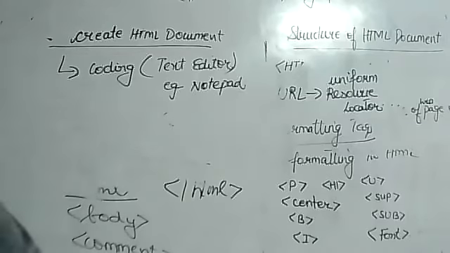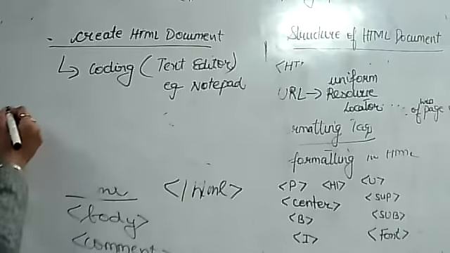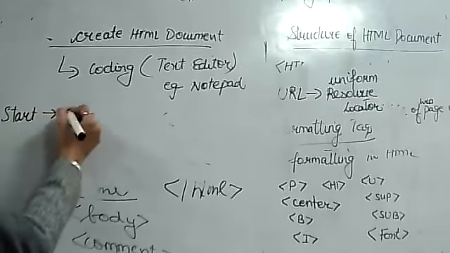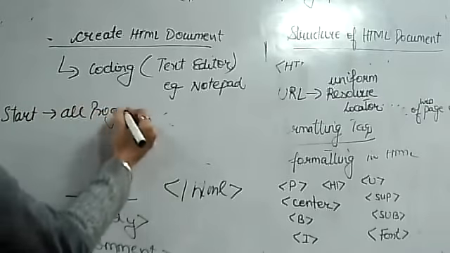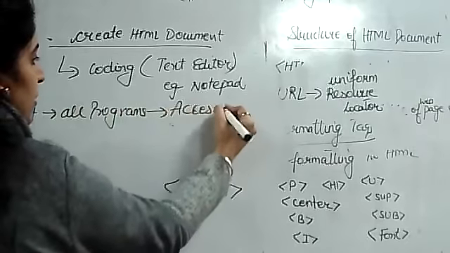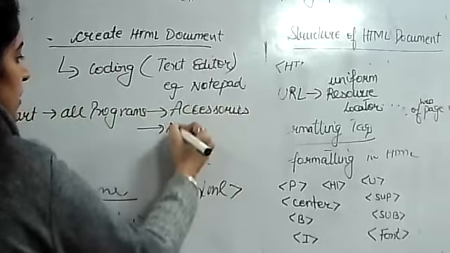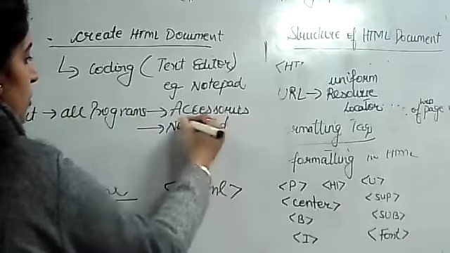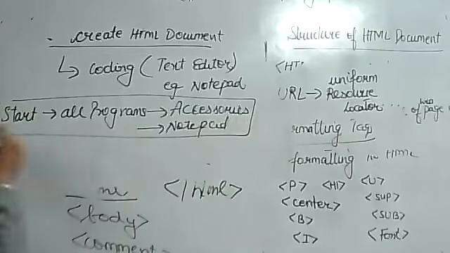How to create an HTML document? By writing the code inside the Notepad. Now how to open the Notepad? Start, All programs, Accessories, then Notepad. This way you will open the Notepad for writing the code. So this way we are going to create our HTML document.